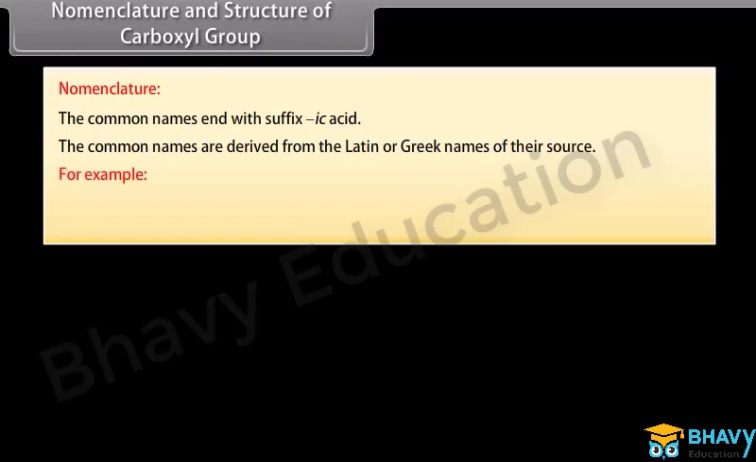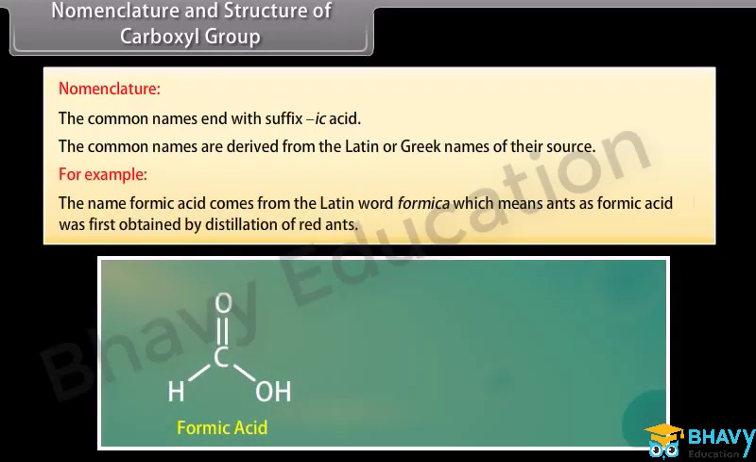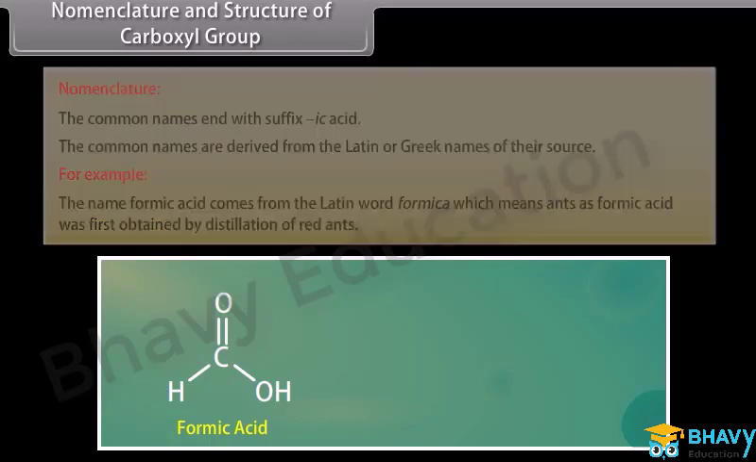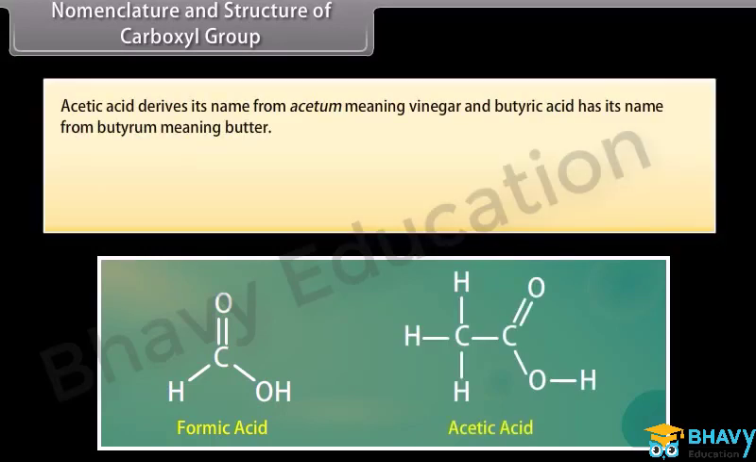For example, the name formic acid comes from the Latin word formica, which means ants, as formic acid was first obtained by distillation of red ants. Acetic acid derives its name from acetum, which means vinegar, and butyric acid has its name from butyrum, meaning butter.